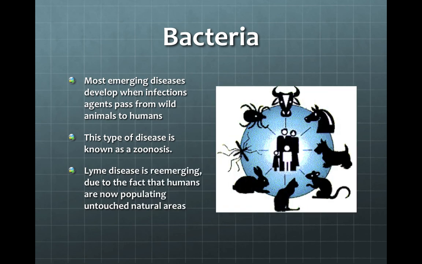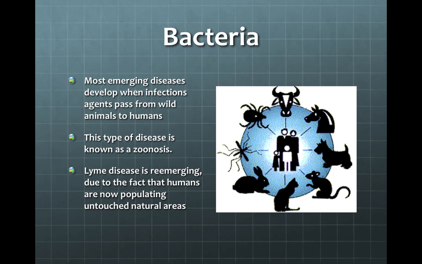Most emerging diseases develop when infectious agents pass from wild animals to humans. This is the case of the coronavirus, but that's a virus, and it happens with bacterial diseases too. This type of disease coming from animals to humans is called zoonosis. If you read about how corona started, you're going to hear a lot about zoonosis.